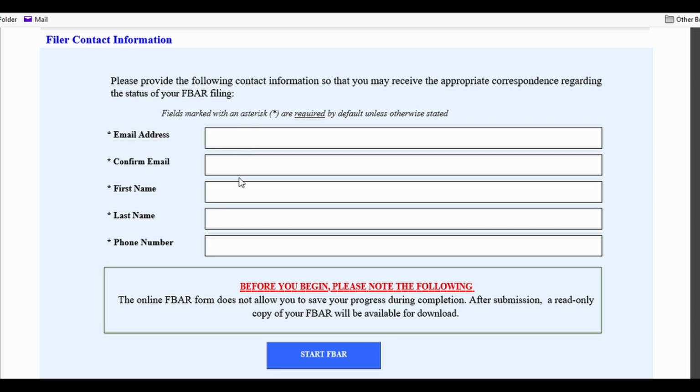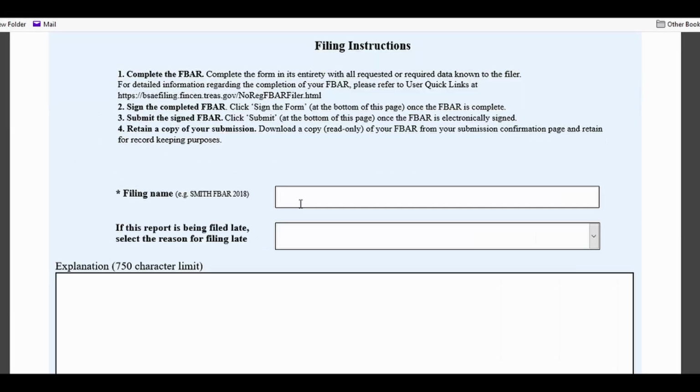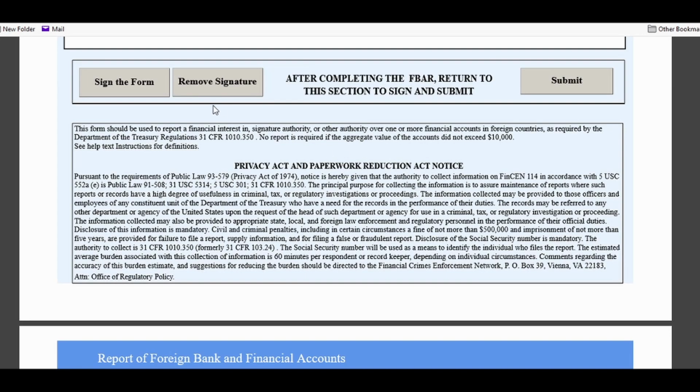So you put your email, first name, last name, phone number. Once you do that, click on Start FBAR. Give it a filing name, 2020 calendar year FBAR. When you're done filling out the stuff below, you come back here, click on Sign the Form, and then click on Submit, and then you can save a PDF file of the whole thing, and you'll get a confirmation number as proof that you filed it.